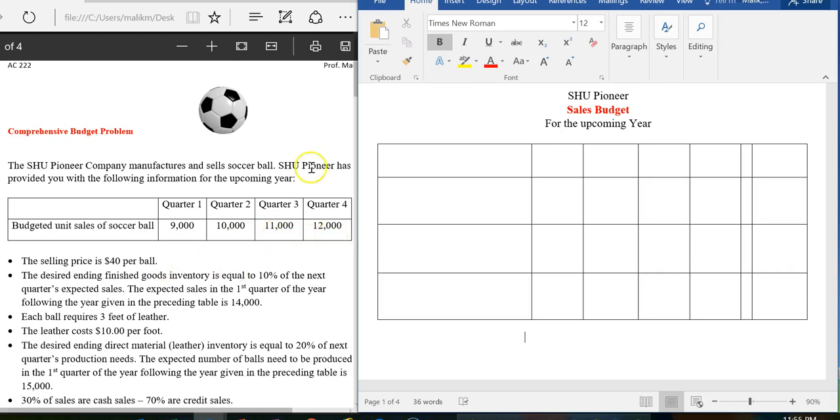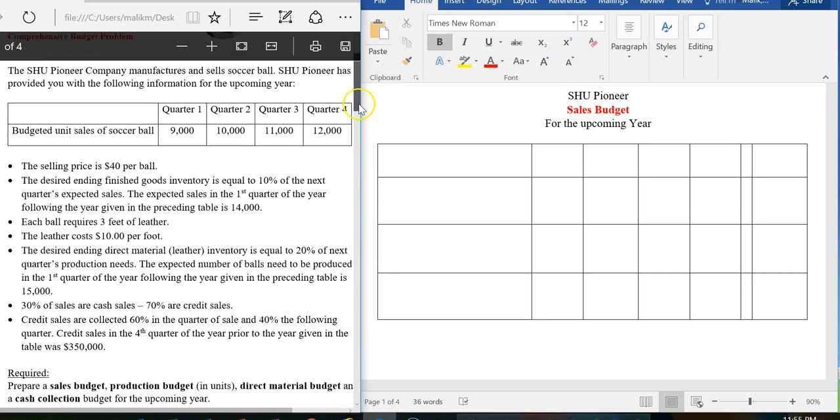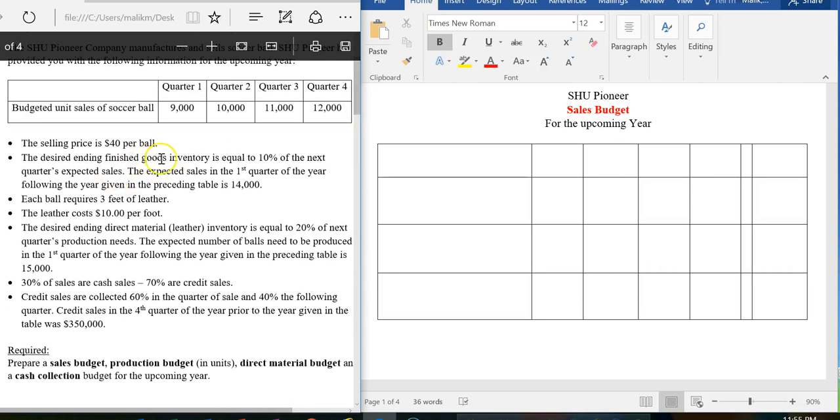Budgeted unit sales of soccer balls: quarter one 9,000, quarter two 10,000, quarter three 11,000, quarter four 12,000. You have all this information here that you need to prepare all these budgets: the selling price, the production budget, how much they want to keep as their ending inventory, and for the direct material budget, the raw material you are considering is the feet of leather. Remember, the final product that is manufactured is the soccer ball and their direct material is leather.